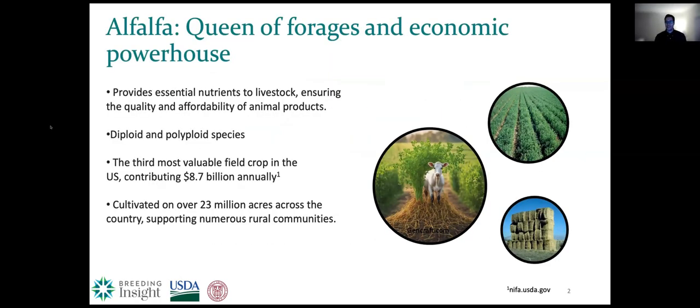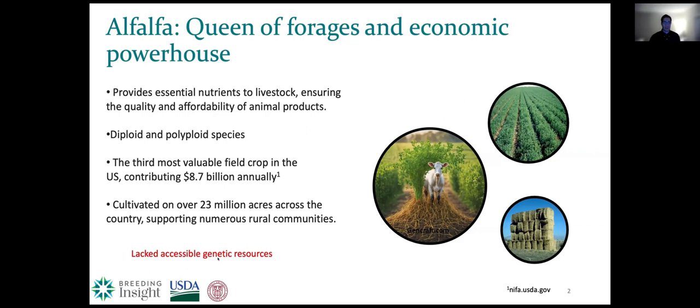Often referred to as the queen of forages, alfalfa serves as a foundational element in American agriculture. It's a versatile crop that is an ideal food source for dairy cattle, horses, and other livestock. Its deep root system not only helps improve soil health, but also protects water quality, making it a sustainable choice in many regions. Alfalfa's economic footprint across the U.S. is truly impressive. It ranks as the third most valuable field crop, generating an estimated $8.7 billion each year. Its cultivation spans over 23 million acres across the country, providing a vital source of income for farmers and supporting rural communities.